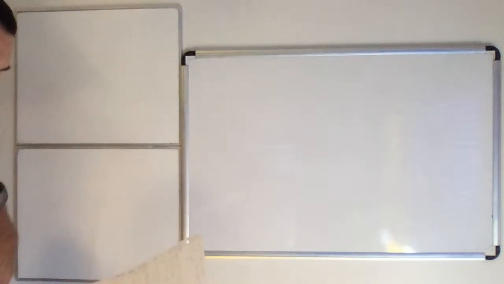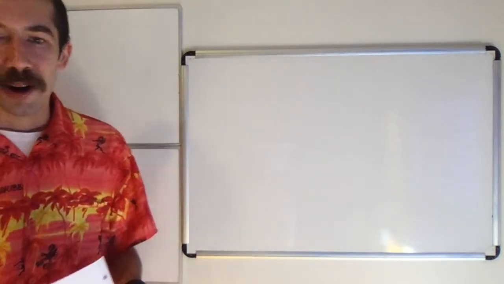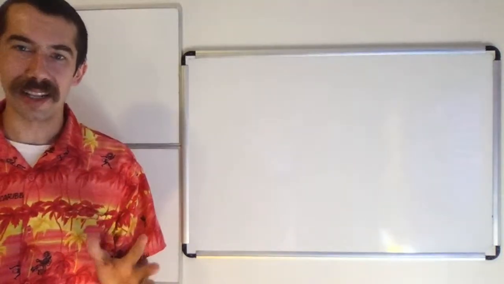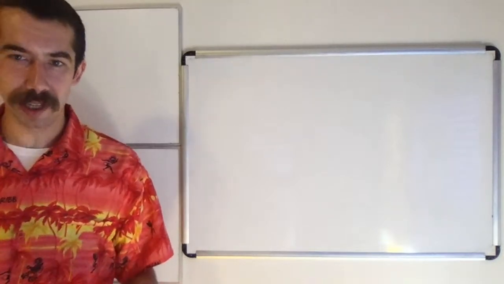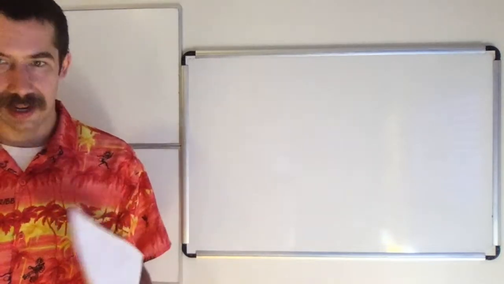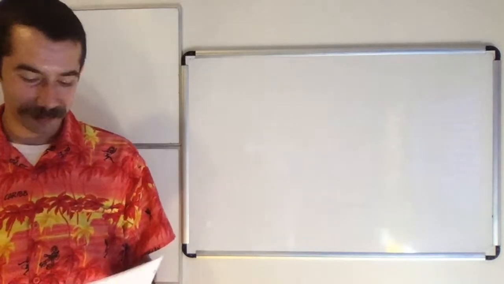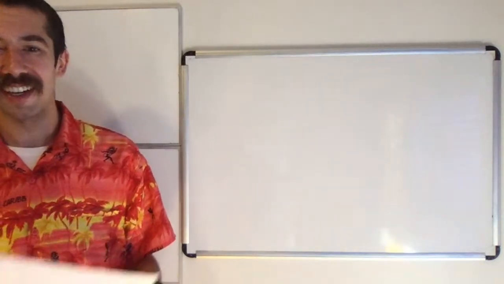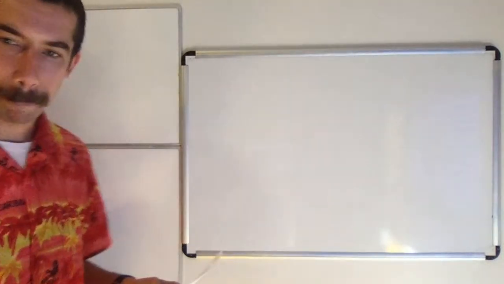Okay, so we're going to continue. We're going to continue working on this area under the curve type problem. We'll improve our notation, and hopefully we'll get to a few examples. Okay?